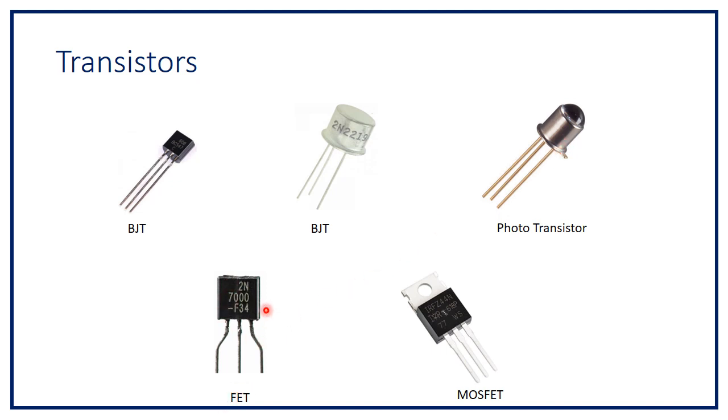This is a FET. A FET has three terminals: drain, source and gate. Again, a MOSFET also has three terminals: drain, source and gate. So we can say a BJT has three terminals: collector, base and emitter. Same for the phototransistor: collector, base, emitter. FET and MOSFET have three terminals: drain, source, and gate.